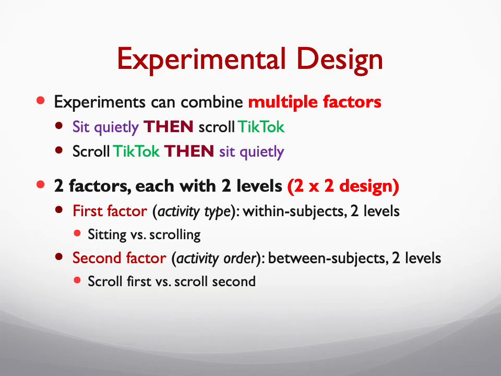And now I'm introducing my second factor, which is the order in which they've done this activity. Now I'm going to have some participants do sitting quietly and then scrolling TikTok, and then a separate group of participants who are going to scroll TikTok and then sit quietly. So here I have a between subjects factor with 2 levels, which is that some are scrolling first and some are scrolling second. So I've added a layer of complication to my study, but this is going to let me look to see, did order of activities actually matter, or is it that regardless of what order you did them, attention was worse after you scrolled TikTok than when you sat quietly?